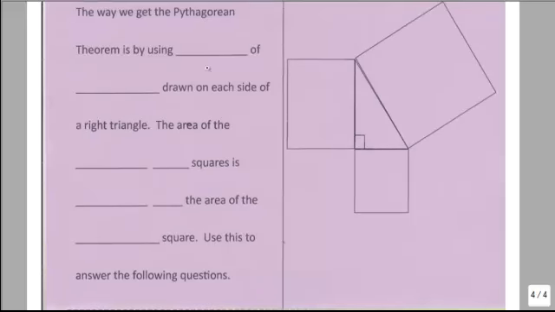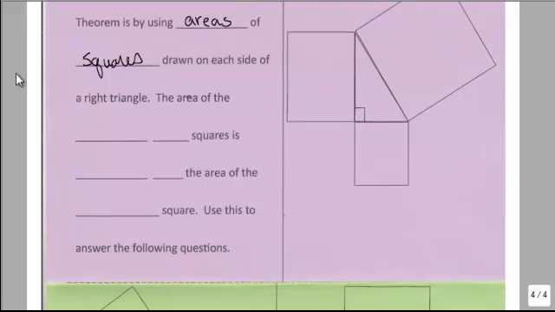All right, next flap. The way we get the Pythagorean theorem is by using areas of squares drawn on each side of a right triangle. The area of the smaller two squares is equal to the area of the largest or larger square. Use this to answer the following questions.